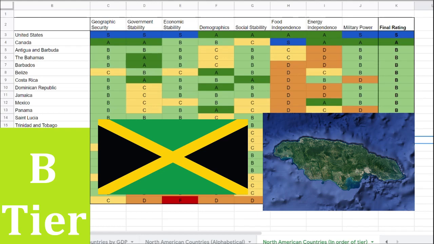Demographics, B. It has a growing population and growing economy. Social stability, B. For the reasons I explained earlier, it's a former British colony. Food independence, D. It's pretty much the same as all the other Caribbean nations, but one thing I should note is Jamaica used to be an exporter of sugar, and now it actually imports sugar, which is a little ironic, wouldn't you say? Energy independence is D. Most energy comes from petroleum, and it is a net energy importer, not a good combination for energy independence. Military power, however, is B, for the reasons I explained earlier.